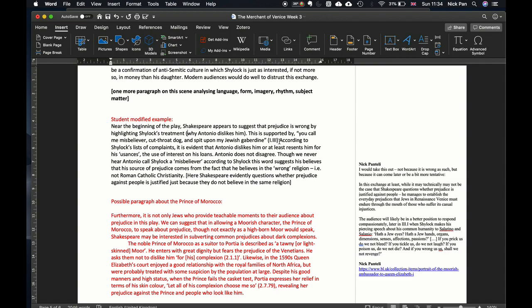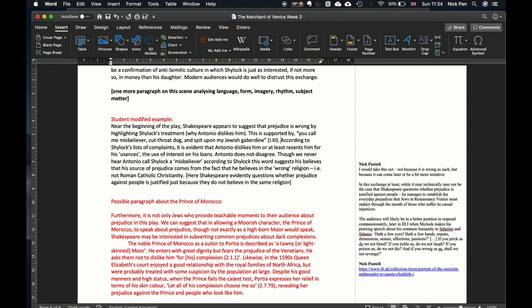I would say offer the scene number, the act and scene number. According to Shylock's list of complaints, it is evidence that Antonio dislikes him, or at least resents him for his, quote, usances. That's Shylock's phrase. And this is all how Shylock believes people perceive him, where previously it was how other people perceive Shylock.